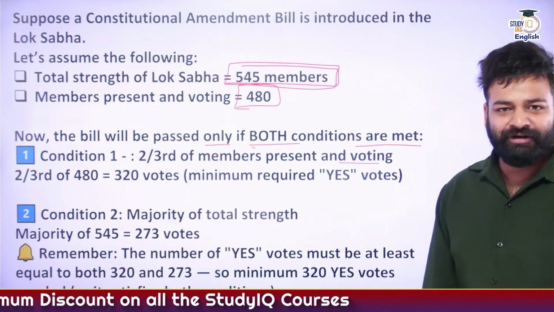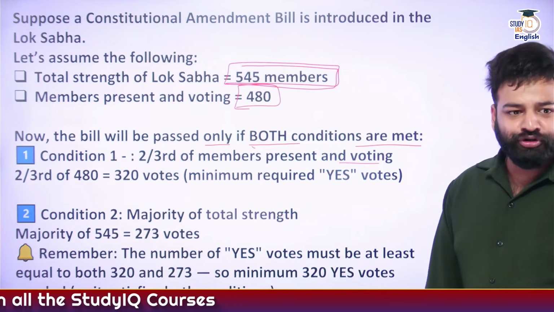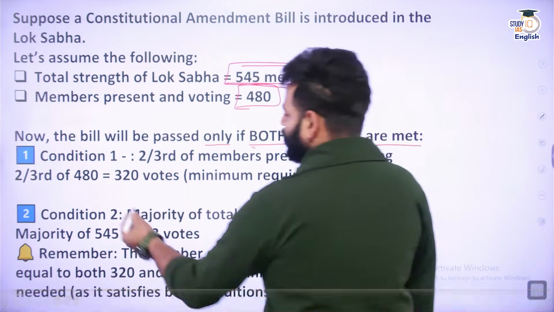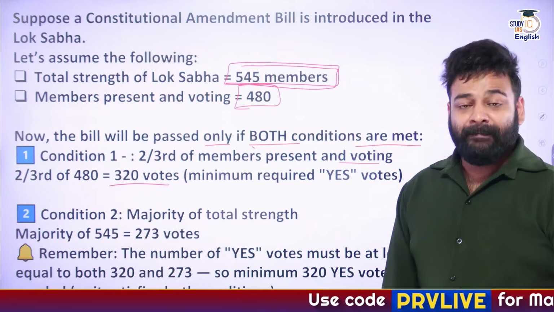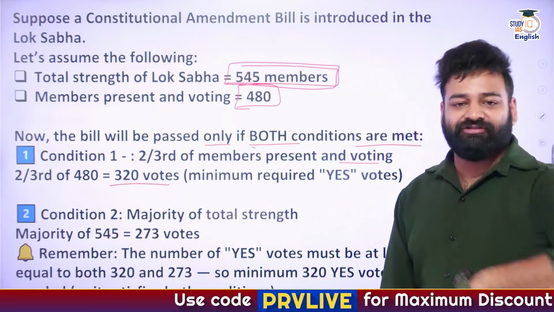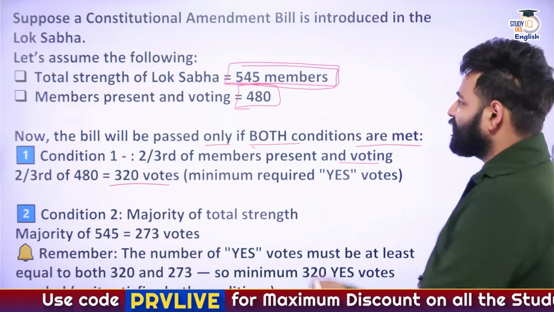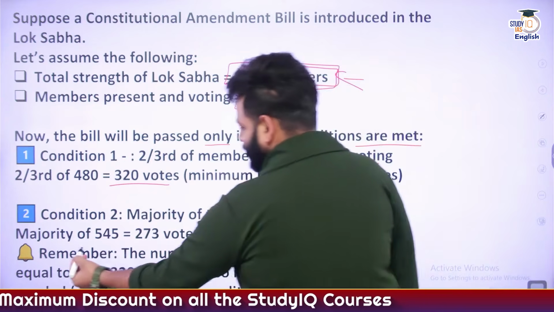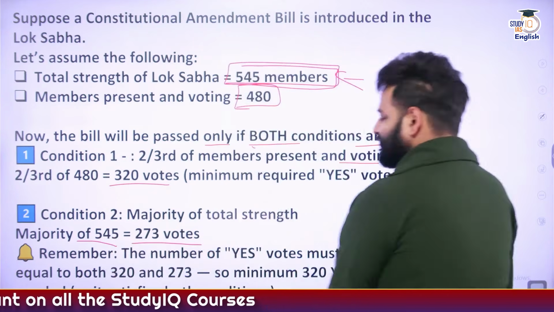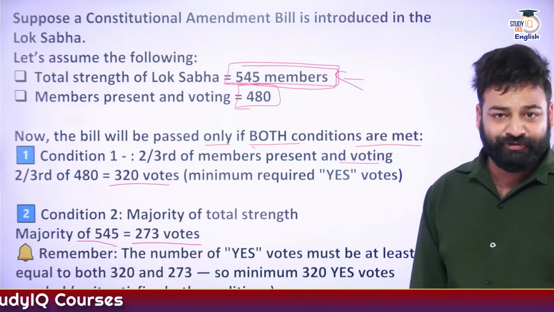So what is present and voting members? 480. So 2/3 of 480 goes to 320. And now condition 2, majority of the total strength. So what is the total strength? 545. So what is 50% of 545? 273. 50% plus 1, that is majority.